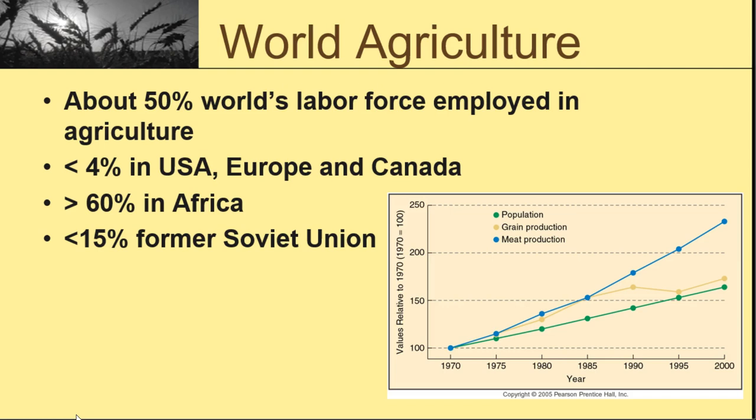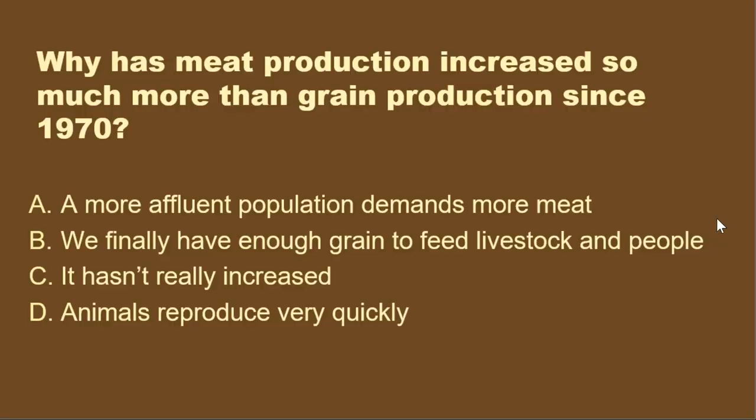And if you look at this graph, you'll see that the population we know has consistently gone up, and grain production took a little hitch here, but then it went back up, and so it's kept pace with the population. But one thing that's interesting about this graph is that meat production has increased considerably more than either the population or the grain. So why has meat production increased so much more than grain production since 1970?